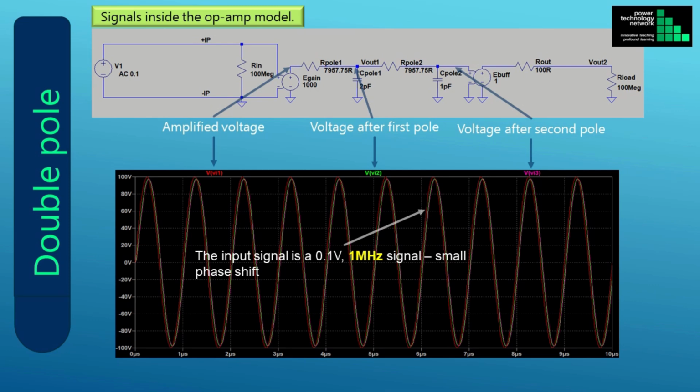There is no visible phase shift between the signal after the second pole and the first pole. This is because the poles are quite close together, at 10 MHz and 20 MHz respectively.